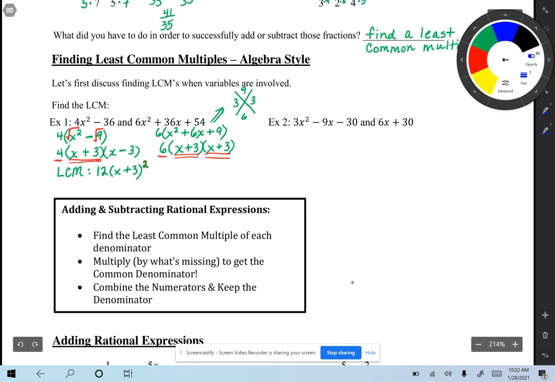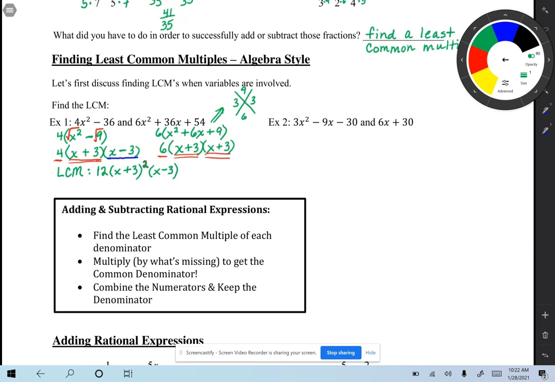And then this appears once in the first expression and 0 times in the second. So the largest number of times it appears is at least once. And that is your least common multiple. And we are going to do another one.